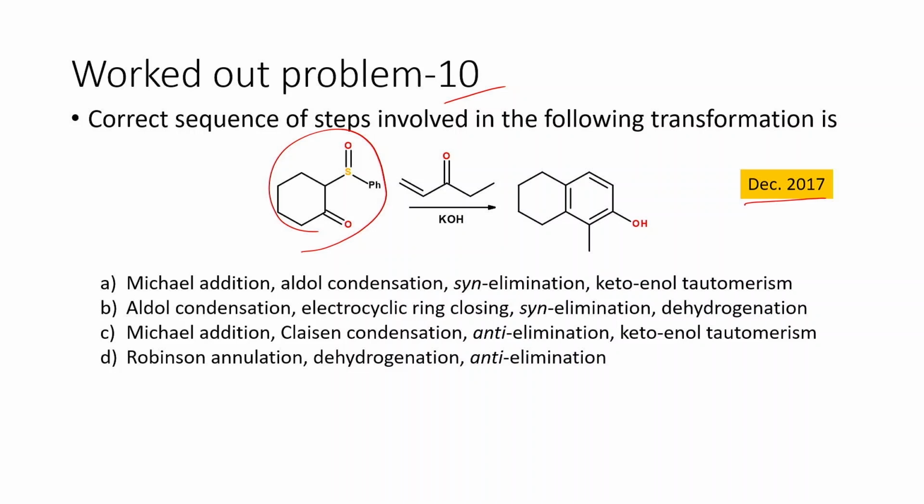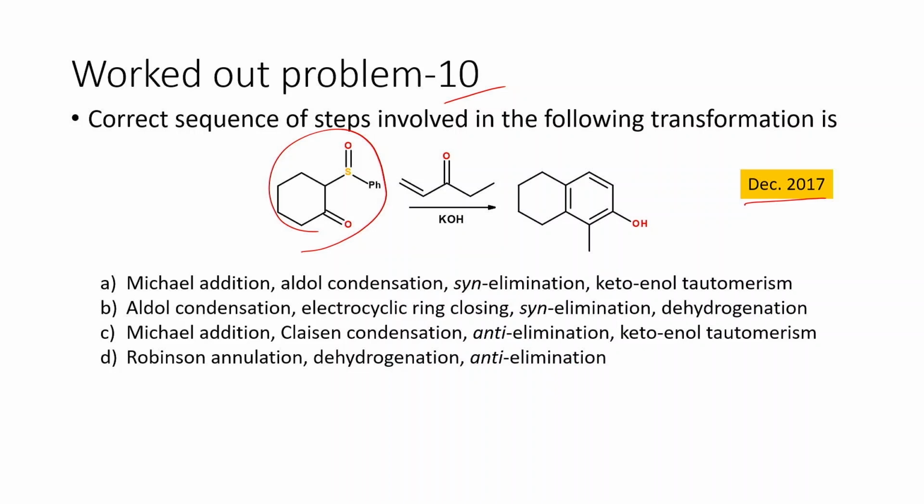What are all the steps that will be involved in this particular reaction? Michael addition reaction, aldol condensation, syn elimination, keto-enol tautomerism. So these are all the various reactions that are given. And the next one is aldol condensation, electrocyclic ring closing, syn elimination and dehydrogenation. Then again Michael addition, Claisen condensation, anti-elimination and keto-enol tautomerization. The last one is Robinson annulation sequence, dehydrogenation and anti-elimination.